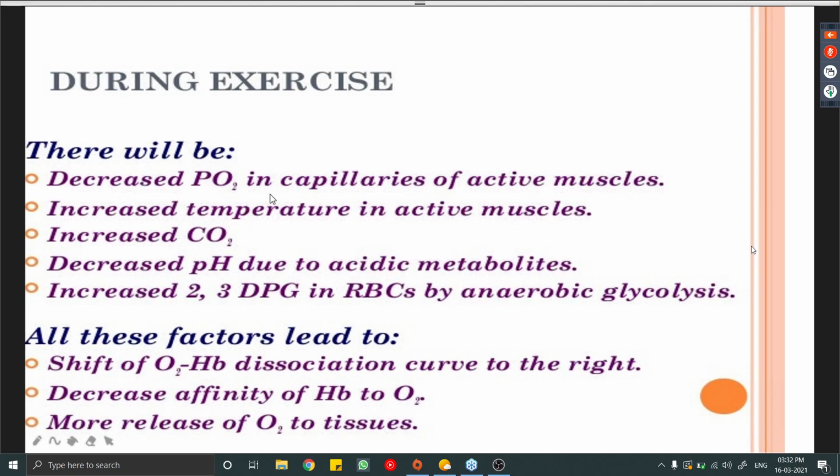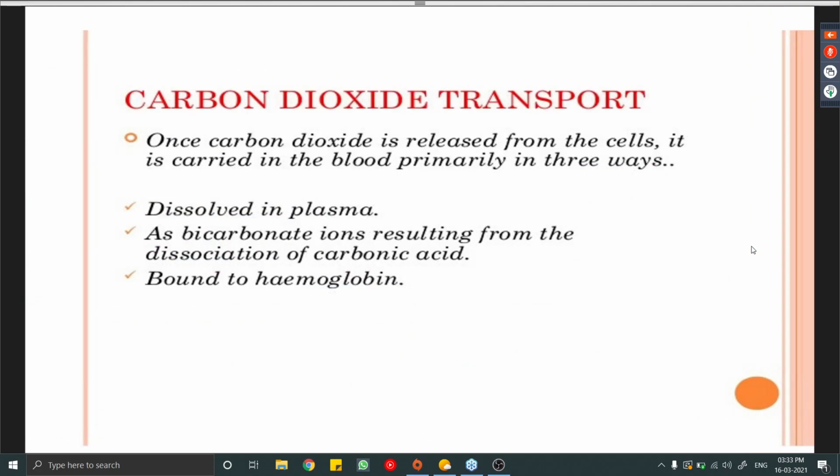So during exercise, there will be decreased PO2 in the capillaries of the active muscles, increased temperature, increased carbon dioxide, and decreased pH due to acidic metabolites. A lot of lactic acid is produced, which reduces the pH, and there is increased 2,3-DPG in the RBCs by anaerobic glycolysis. All these factors lead to shifting of the oxygen hemoglobin dissociation curve to the right, meaning decreased affinity of hemoglobin for oxygen, meaning more release of oxygen to the tissues.